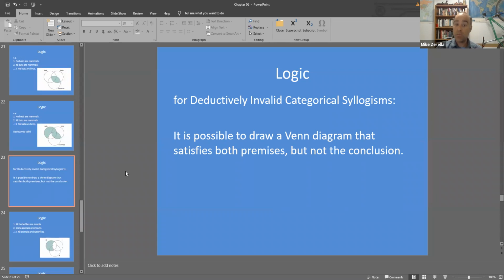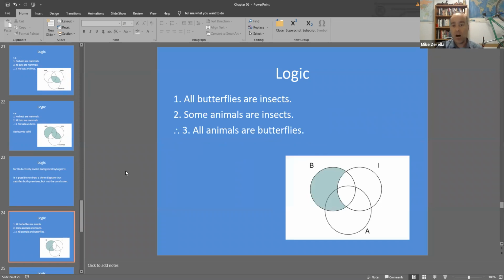In this case, it's going to be possible to draw a Venn diagram that satisfies both the premises but not the conclusion. So all butterflies are insects. So we shade out all of the part of the butterfly circle here that does not overlap with the insect circle, so that the only spot of the butterfly circle that's available is the part that overlaps with insects. So this shows that all butterflies must be insects.